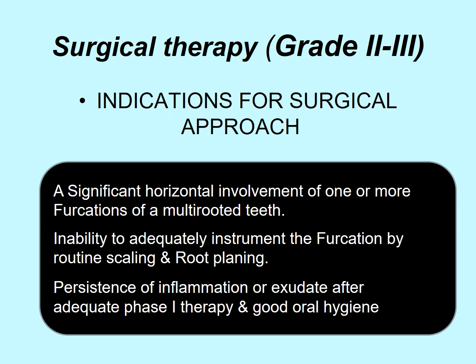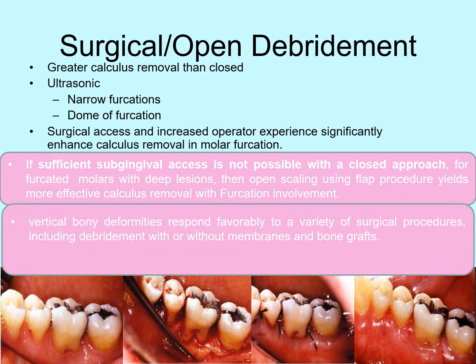So coming to the surgical therapy, what are the indications for the surgical approach? A significant horizontal component of one or more furcations of a multi-rooted tooth. If there is inability to adequately instrument the furcation area by routine scaling and root planing, and if there is persistent inflammation or exudate after adequate phase 1 therapy and good oral hygiene, there is always an indication for a surgical approach.